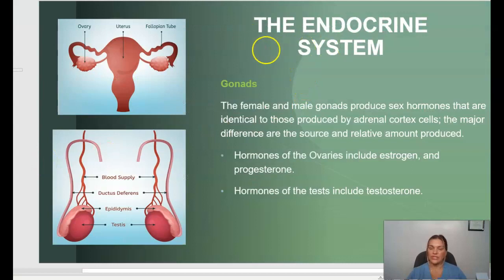And then the endocrine system, here again, the gonads, which we talked a lot about in our last lesson. The female and male gonads produce sex hormones that are identical to those produced by the adrenal cortex. Hormones of the ovaries include estrogen and progesterone, and then hormones of the testes include testosterone.